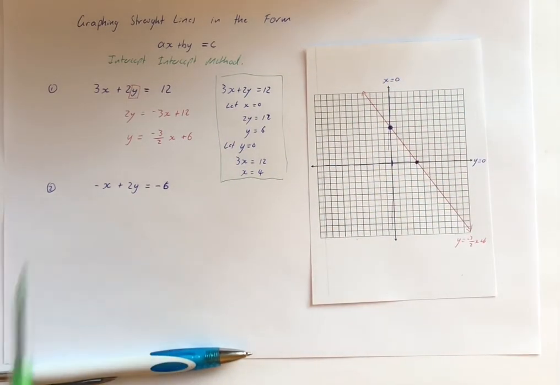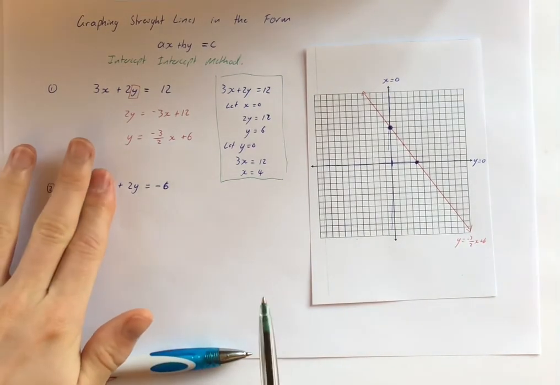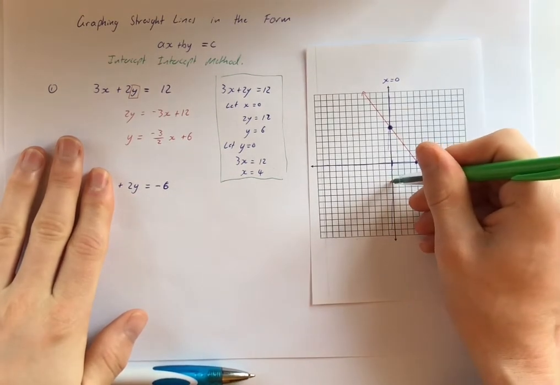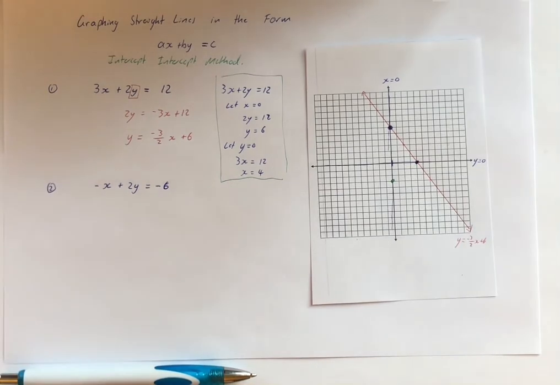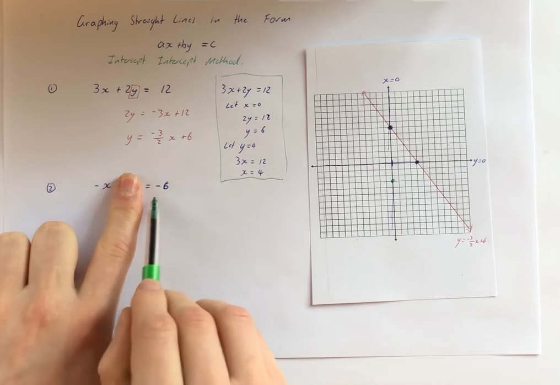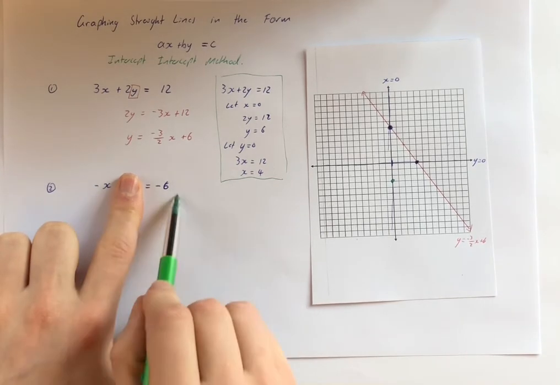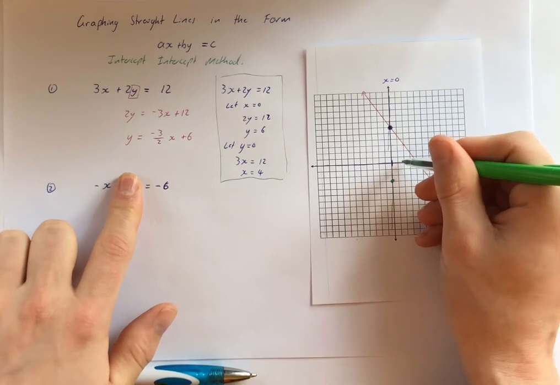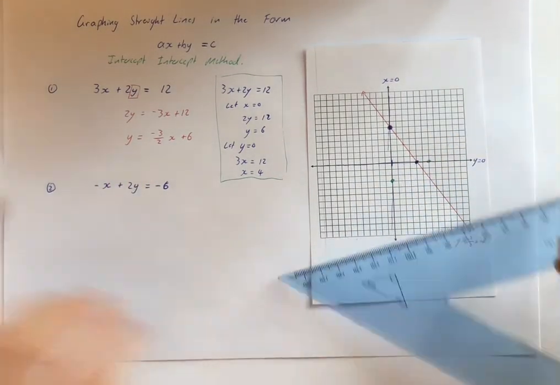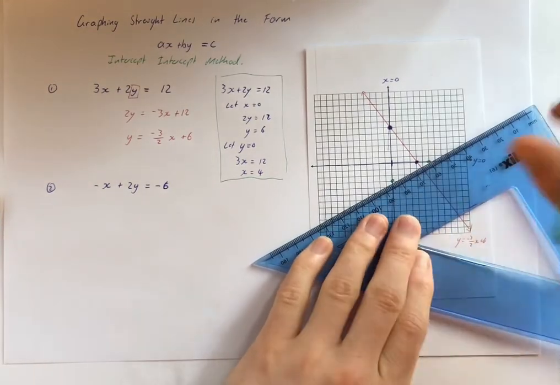So how does that look on this question? You could pause and give that a go. But let's say I want to plot the y-intercept first. So I make x 0, so cover it up. 2 times what is negative 6? Well, that's negative 3. Okay, now I want to plot the x-intercept. So I cover up 2y. Negative x equals negative 6. So that means x is positive 6. I've got my intercepts. I can now rule a line through those 2 points.